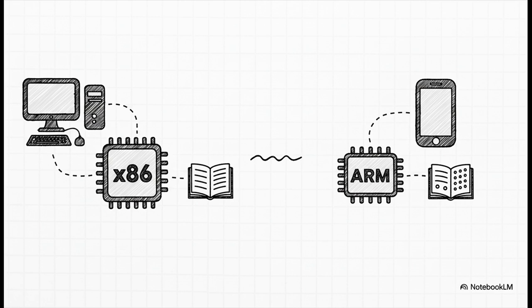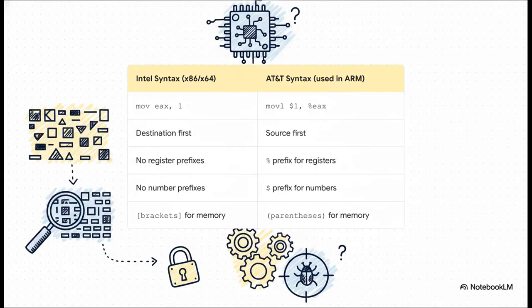And here's the key part. Each one has its own unique instruction set architecture, or ISA for short. You can think of the ISA as its own personal grammar book or dictionary for assembly. The rules are just different. And trust me, the differences can be, well, pretty huge.